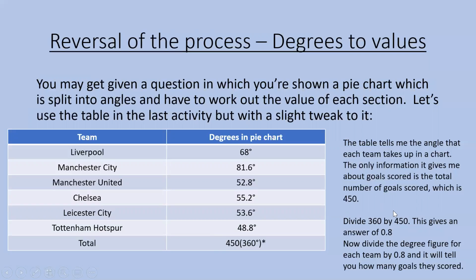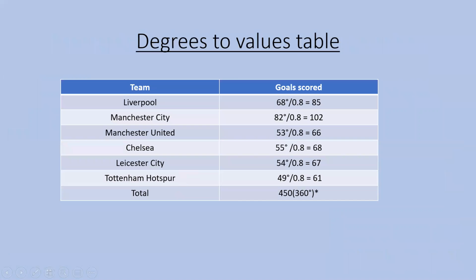But this time we will divide the degrees in the pie chart by 0.8, whereas before we multiplied the number of goals scored by 0.8 in order to work out the angles. This time we're going to divide the angles, the degrees in the pie chart, by 0.8 so we can find out how many goals each team scored. And when we do that, we can see here 68 degrees divided by 0.8 equals 85 for Liverpool. For Manchester City, 82 degrees divided by 0.8 equals 102 goals.